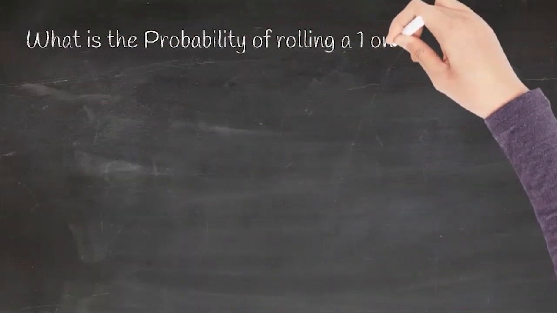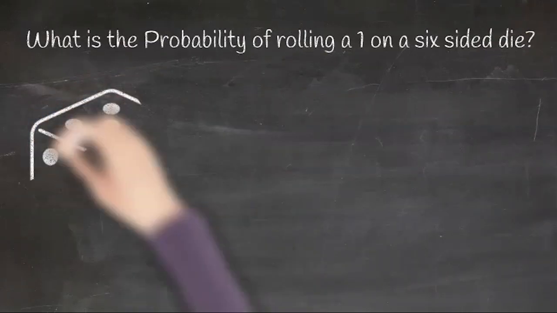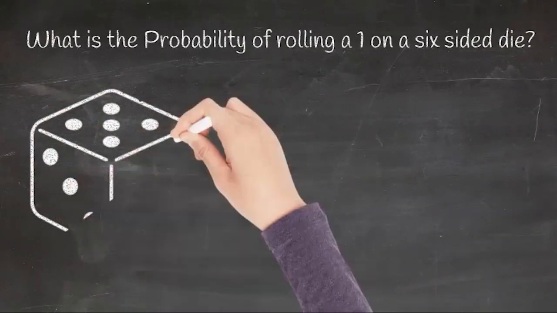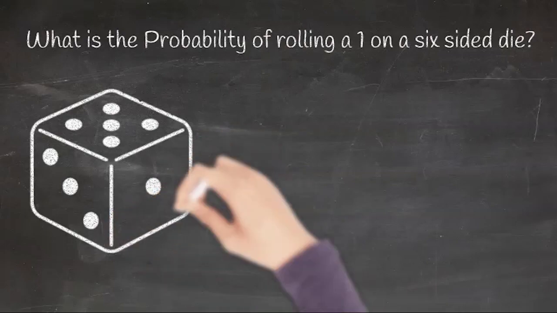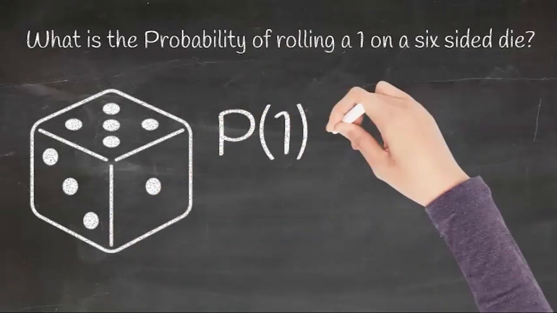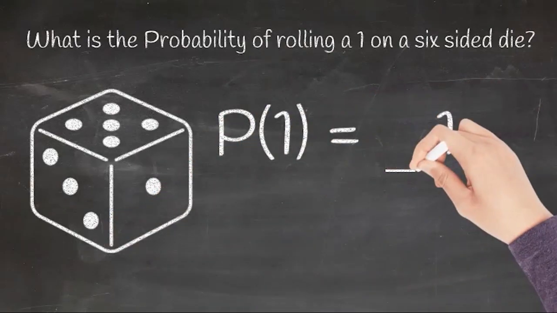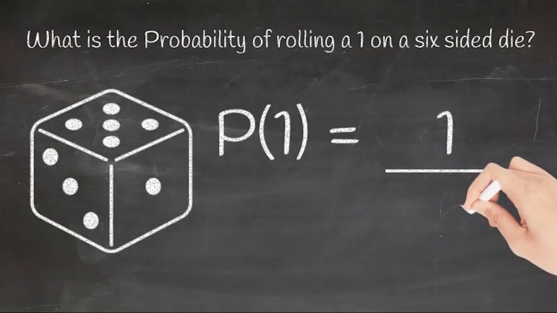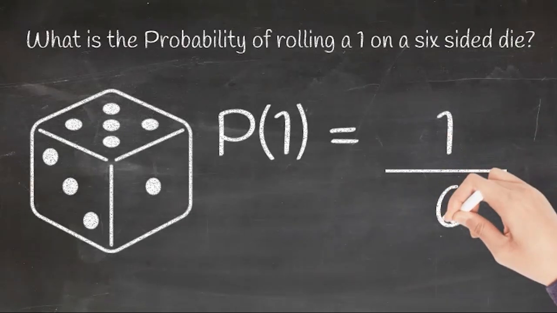Let's say we want to find the probability of rolling a 1 on a six-sided die. Well, there's only one 1 on the die, so therefore the number of desired outcomes is 1 over the total number of outcomes, which would be 6. So the probability would be 1/6.